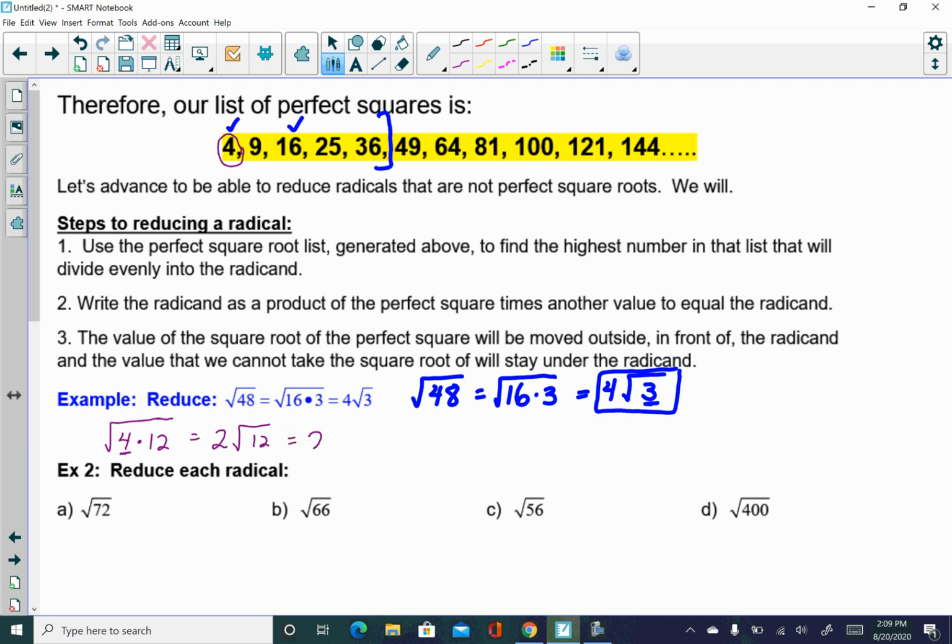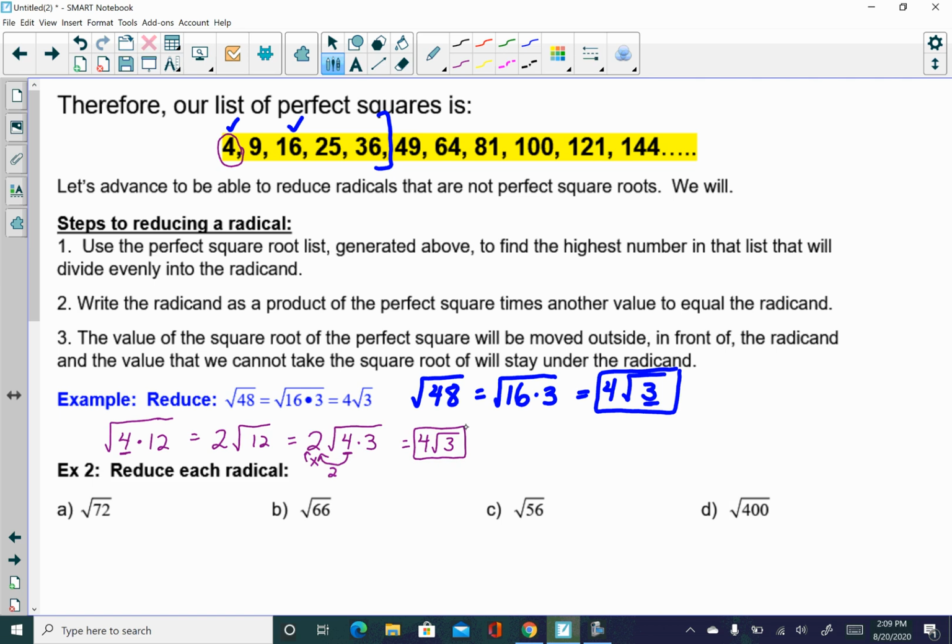So I'm going to reduce again. So I can rewrite 12 as the same as 4 times 3. Now the square root of 4 is 2. Multiply it times the 2 that's already sitting out here. And so 2 times 2 is 4. Square root of 3.